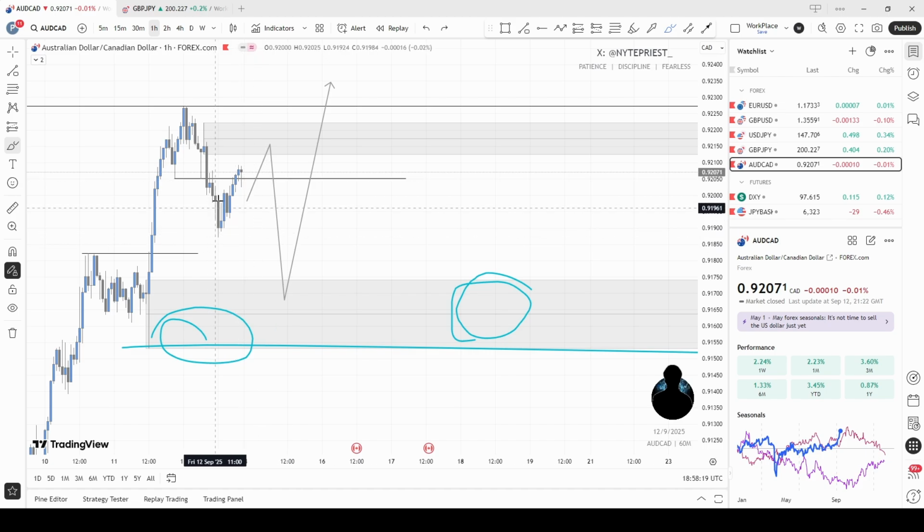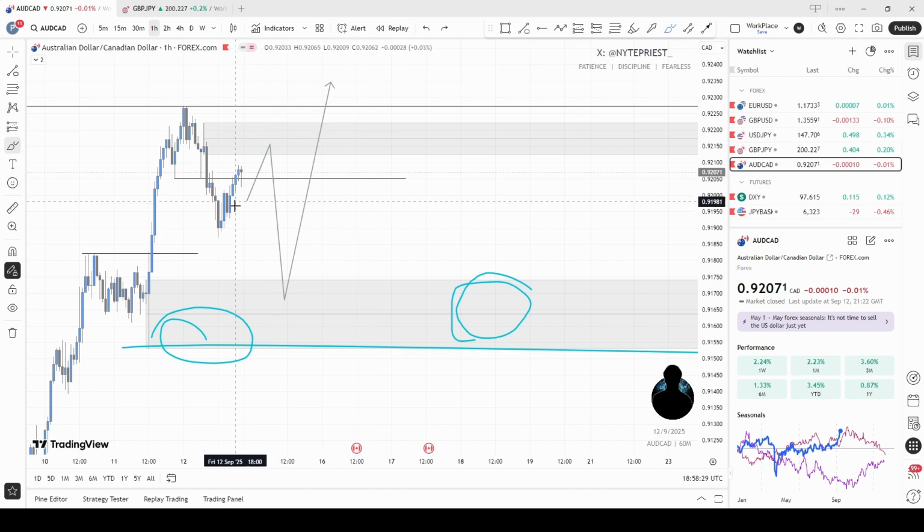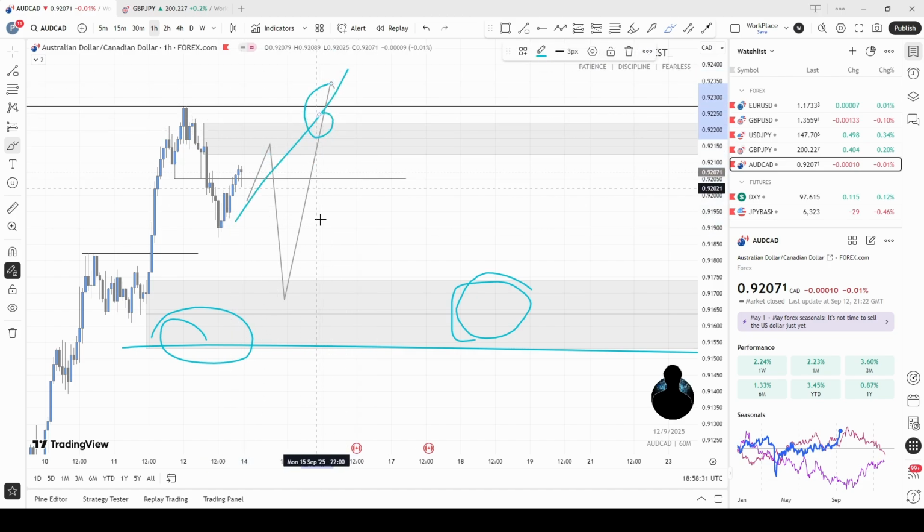Okay, we can also push above and then continue our bullish momentum from there. Okay, so that's my narrative for EURUSD, GBPUSD, GBPJPY, and AUDCAD.